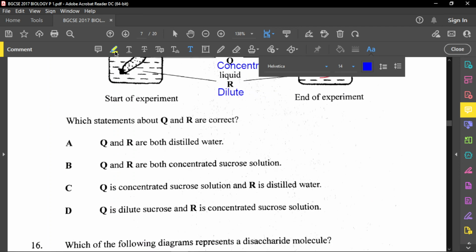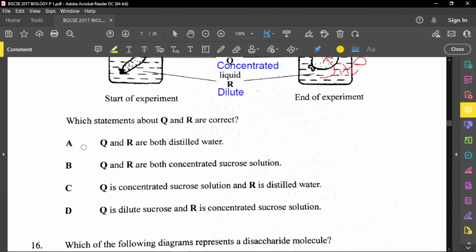A is saying that Q and R are both distilled water. That would be foolishness because you know for sure that if both of them are the same concentration, then there'll be no change, right? So for now, we know that makes no sense absolutely.